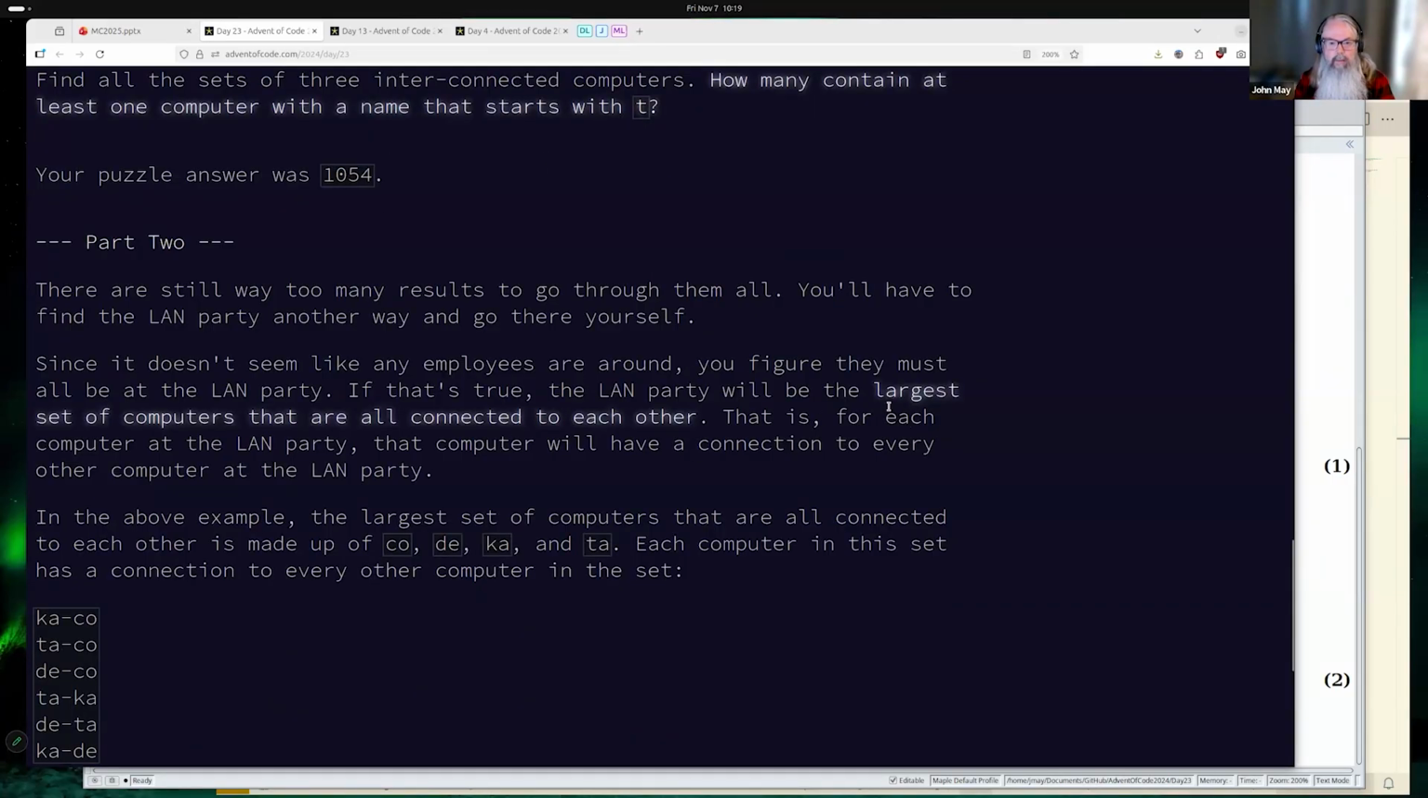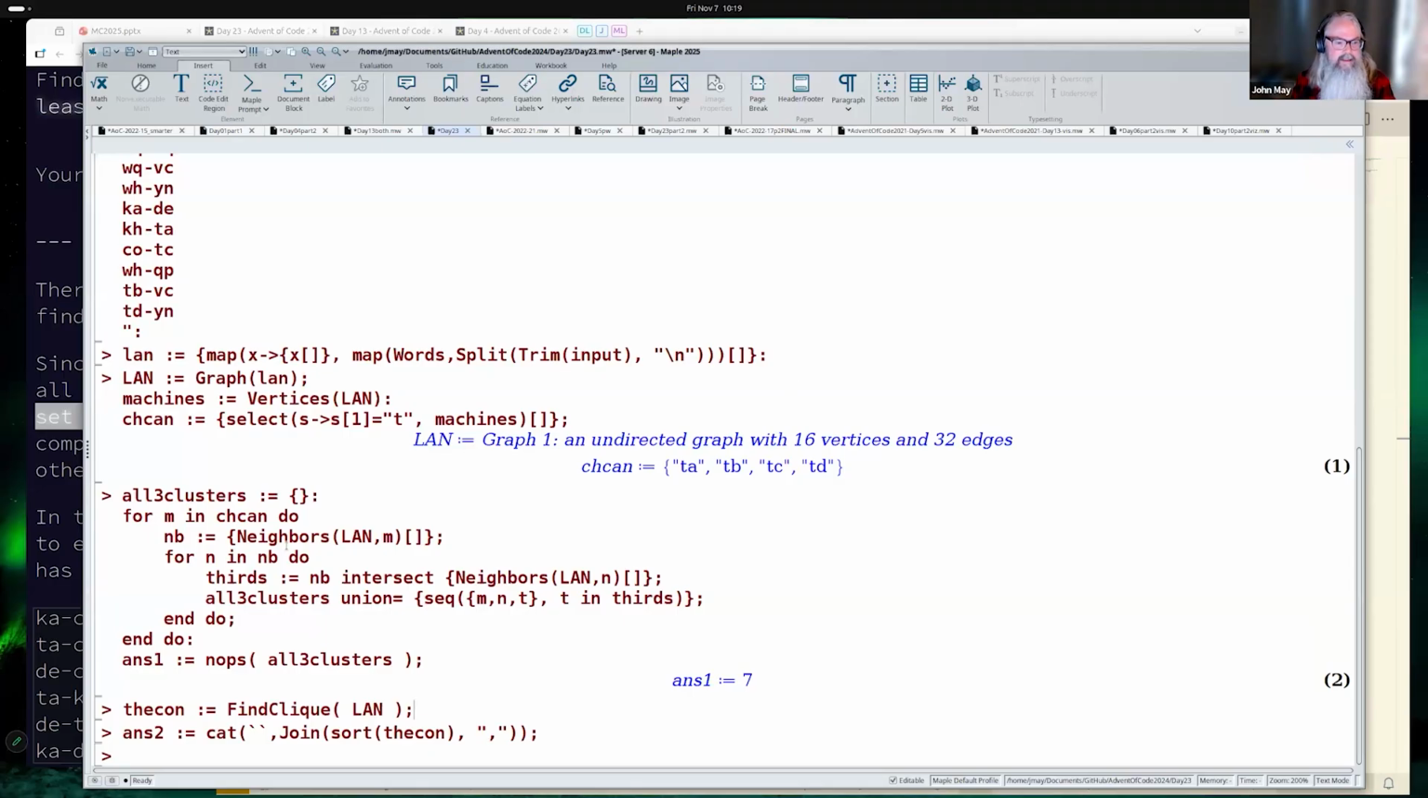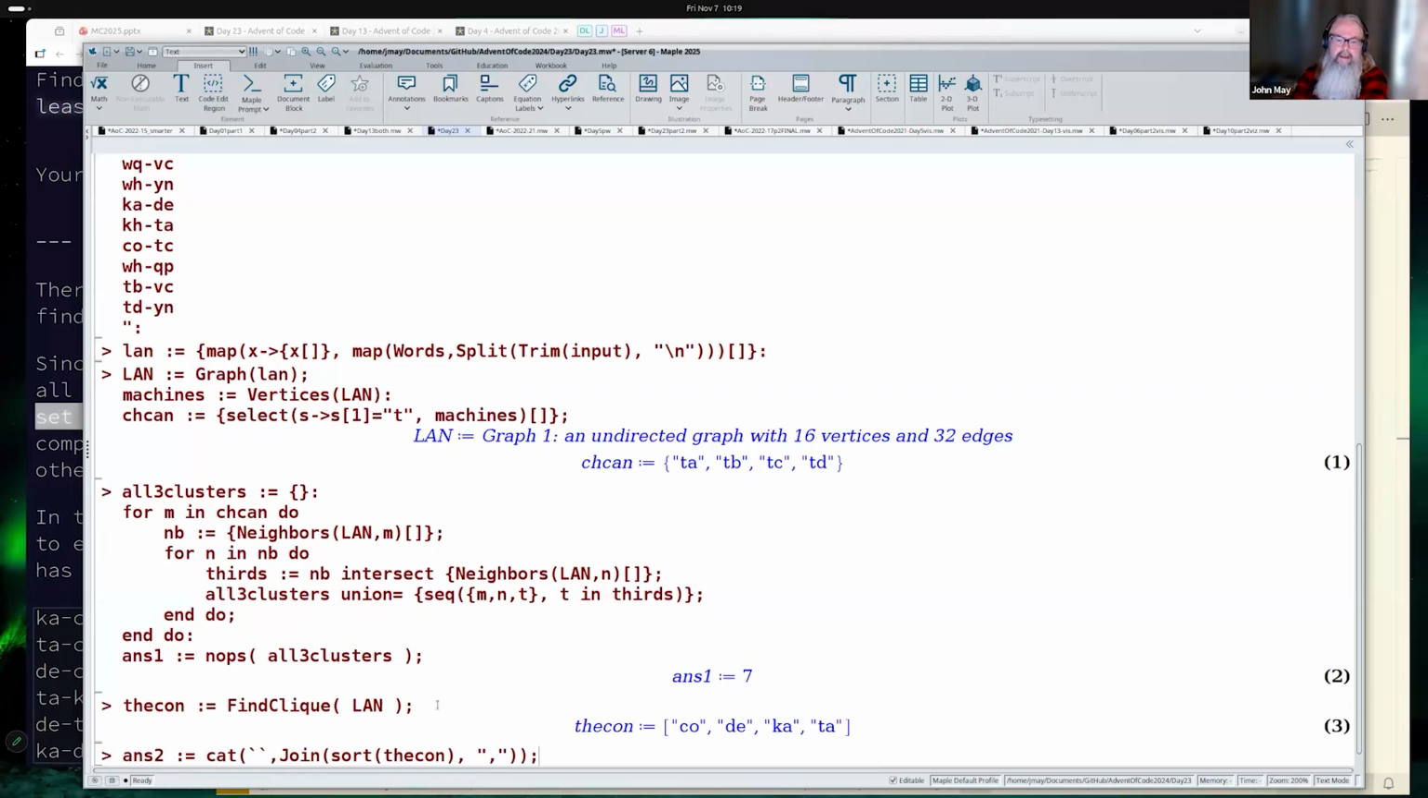So actually, what you're going to look for is the largest set of computers that are all connected. So what you're looking for is the maximum clique. Maple has this command, find clique, and find clique actually finds the maximal clique, but it'll also find cliques of various sizes.